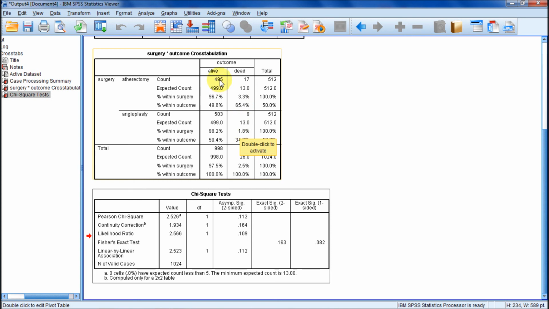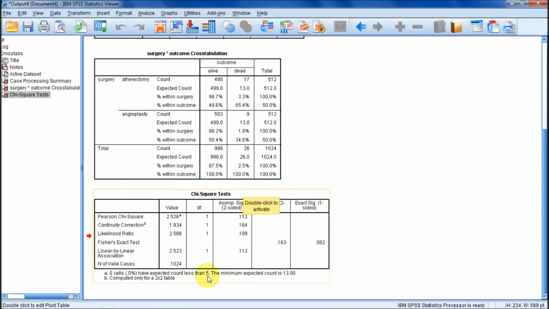We might have sufficient power here with 1,024 people. And in fact, this will also be subject to abuse of power. If we increased it significantly, like 5,000 patients, 10,000 patients, we might get a significant difference. But at this level of 1,000 patients that we've randomly assigned to get either atherectomy or angioplasty, this is not a significant increase according to this chi-square.